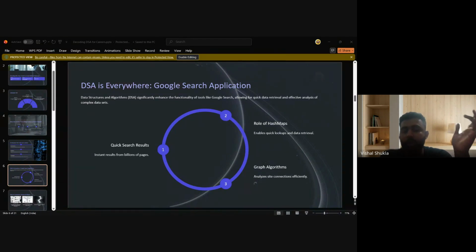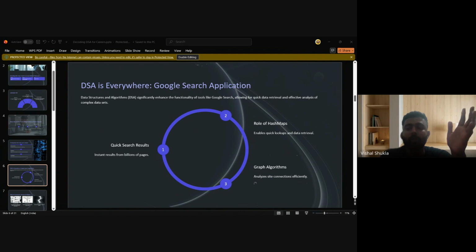If you are going for quick search results, like instant results, for example, Vedika is searching for Vijesha IT. When you search Vijesha IT in Google, the quick search results will come. Quick search is a DSA algorithm. It is an algorithm that works as an instant result, and you get it out of billions of pages.